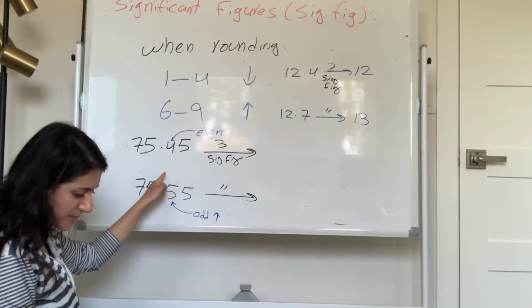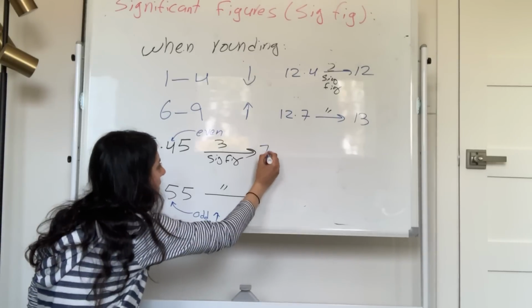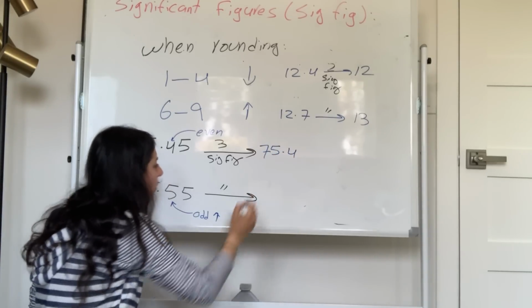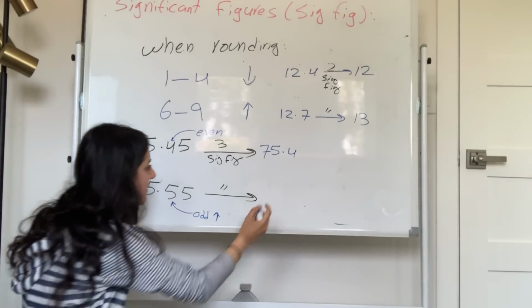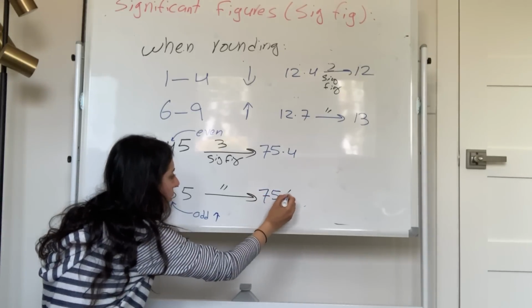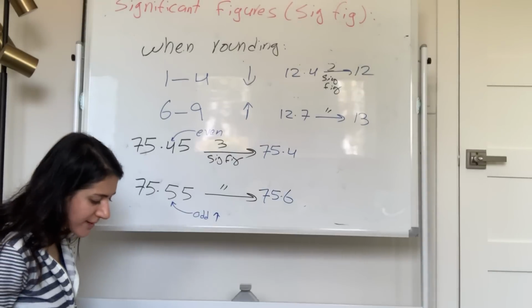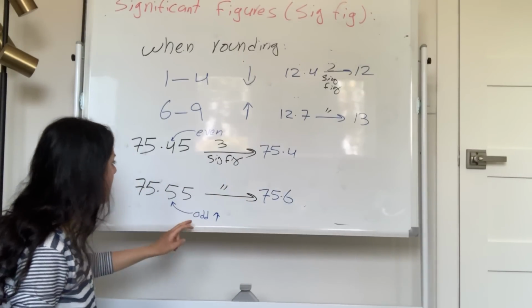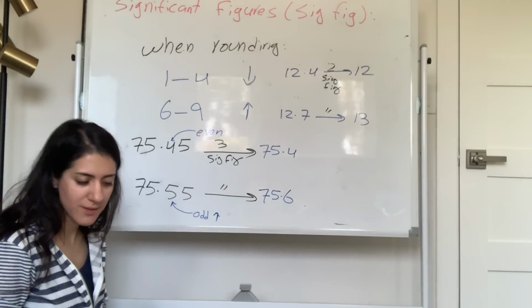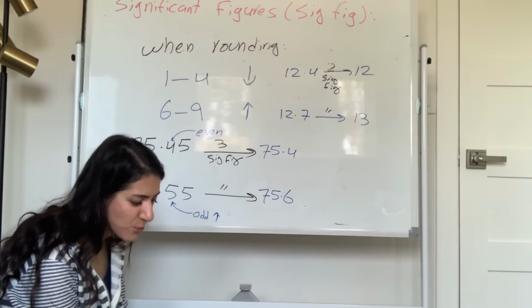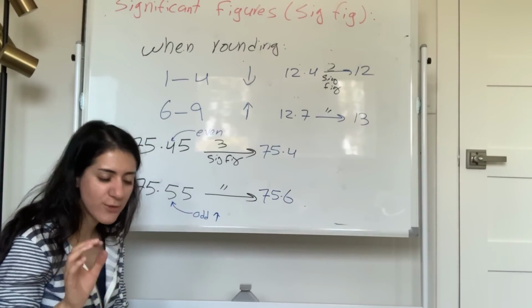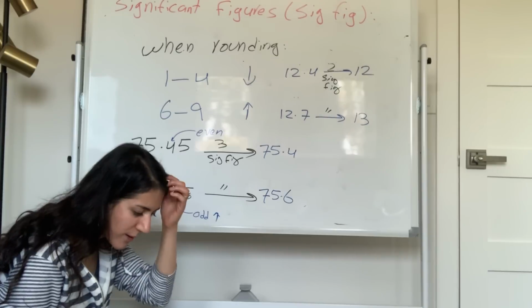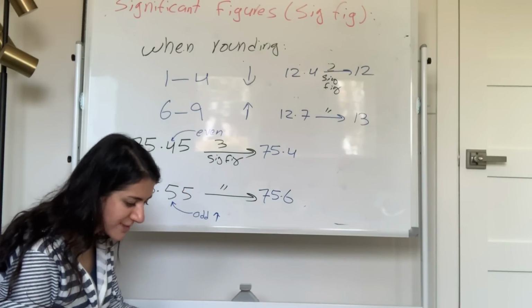If the number before 5 is odd, you round up. So this one would be 75.4. This one would be 75.6. So you look at the number before 5. If it's even, you round down. If it's odd, you round up. Again, this is a rule that a lot of people don't follow, and if you don't follow it, that's okay too. But I wanted to make sure that you really understand that.